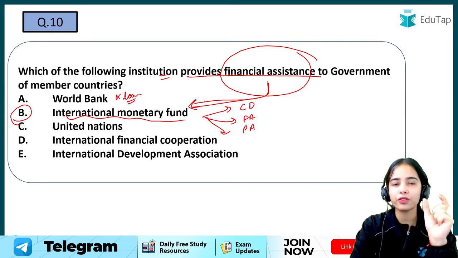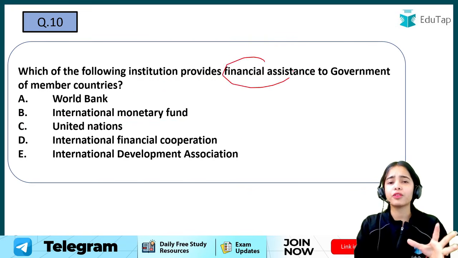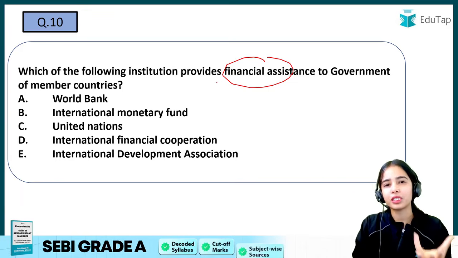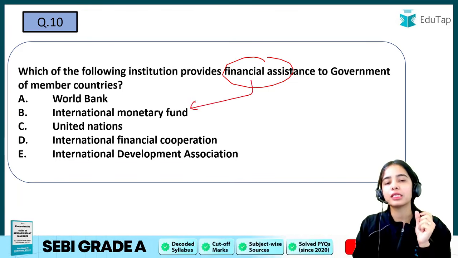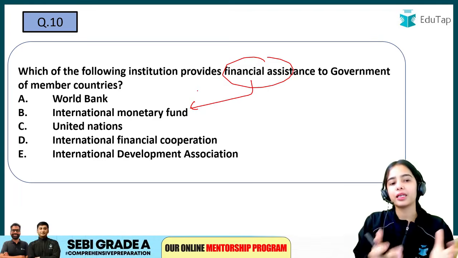Okay, so such kinds of terms you have to keep in mind. And yes, I know that in the examination it will be very hard for you to keep all of this in mind, but try to find the best answer. Financial assistance is majorly related to the IMF. It is a term that is directly connected with the IMF.